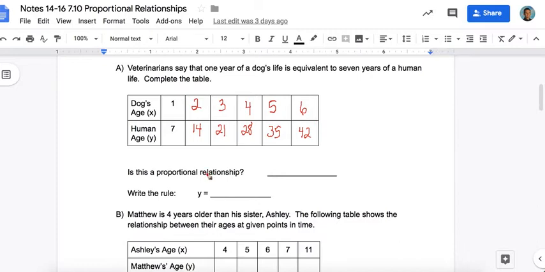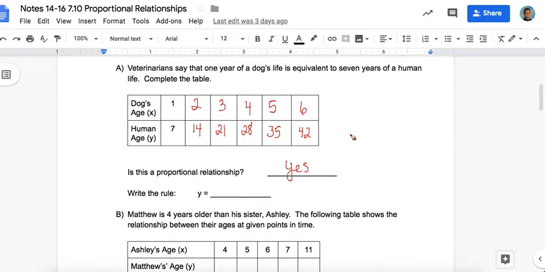Okay, that's why it doesn't seem like dogs live very long when they live for 14 years, but in human years that would be 98. So that is quite a long time. So is this a proportional relationship? Well, we need to compare the x to the y, and are we multiplying by the same number each time? And the answer is yes. You can see that we are multiplying by 7 each time.